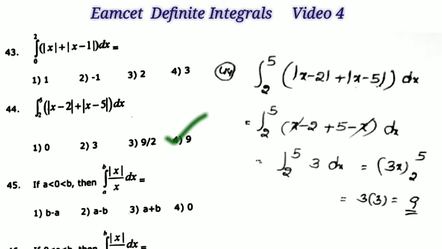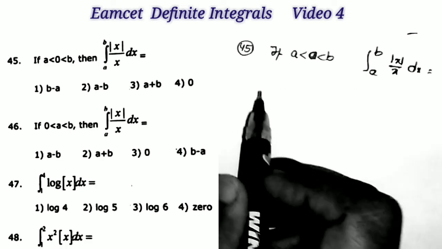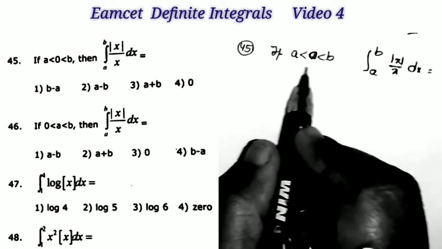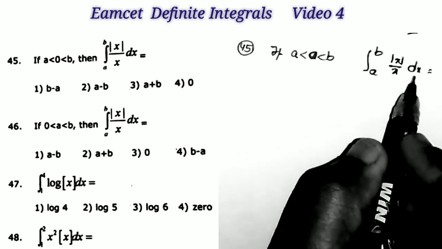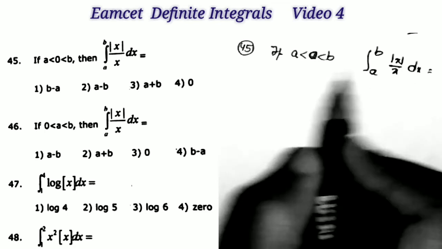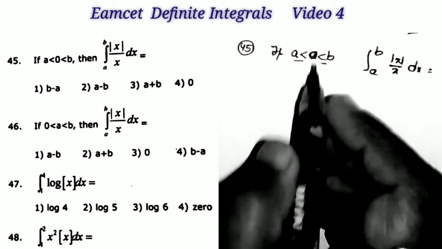Okay, and that is the last option. Next question, sum number 45. If a < 0 < b, then what is the value of the integral a to b of |x|/x? Okay, now we want this value. Here two conditions are given, so first check the two conditions.